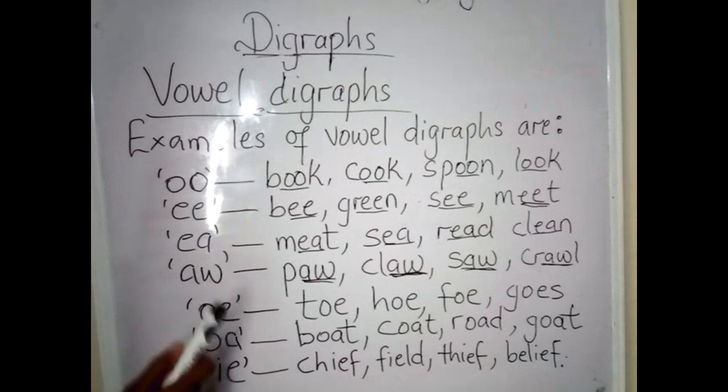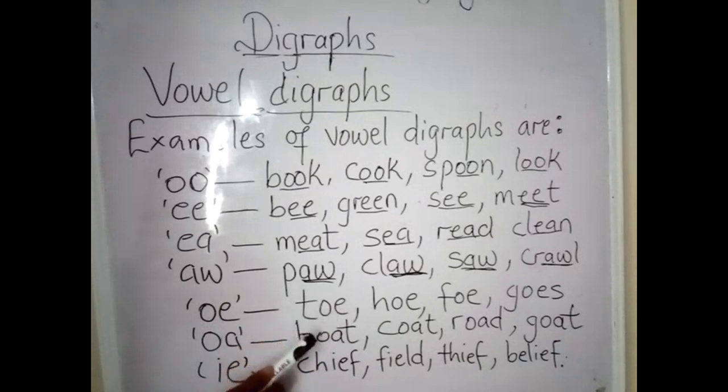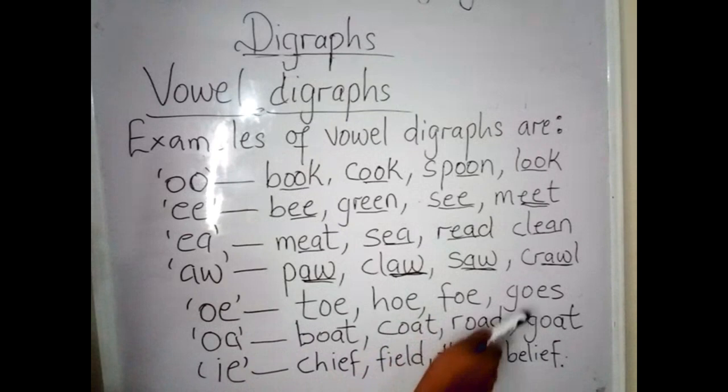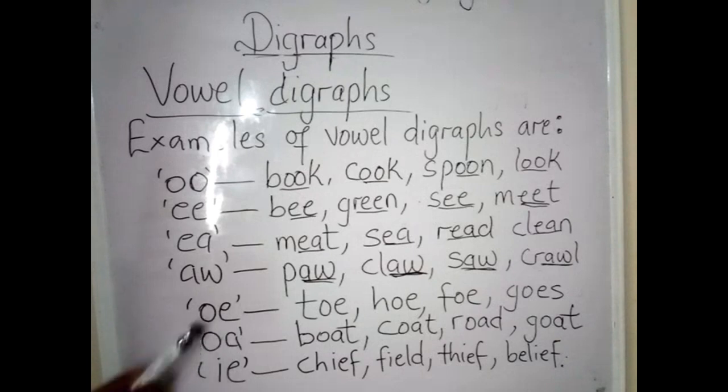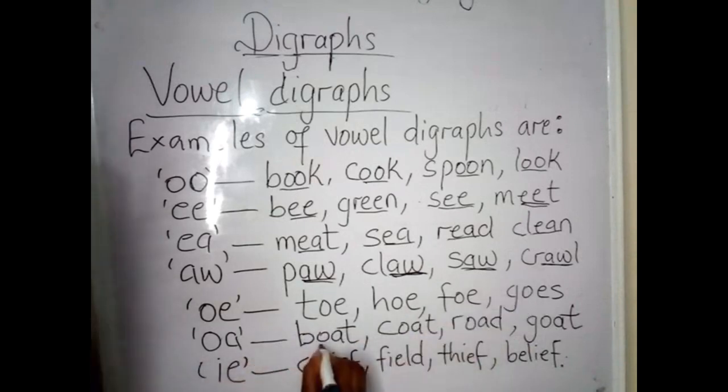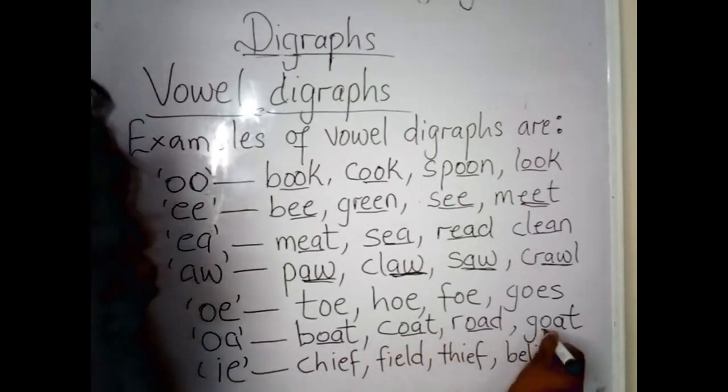Next one is the letters O and E. The letter O makes the sound O and letter E makes the sound E. But when the two combine, they form the O sound. So here you have toe, hoe, foe, goes. Toe, hoe, foe, goes. The next one is the combination of the letters O and A. O is O, A is A. But when the two combine, they form the O sound, as in this OE. Similar sound. So here you have boat, coat, road, goat. Boat, coat, road, goat. So the sounds O and A combine here to form the O sound.